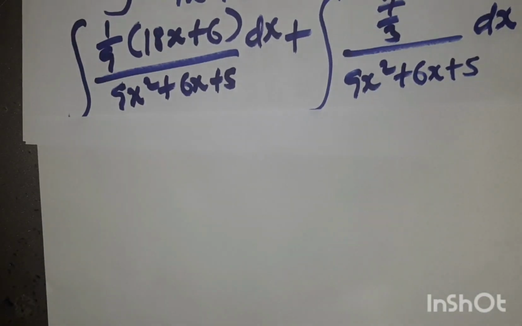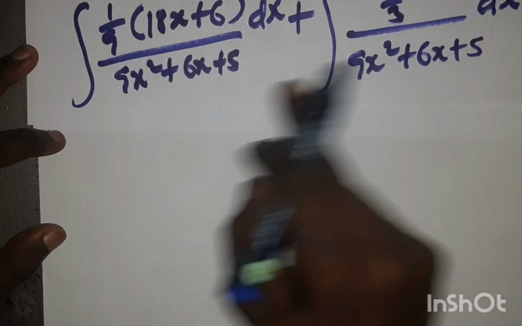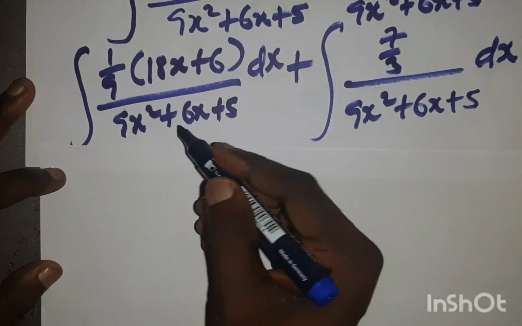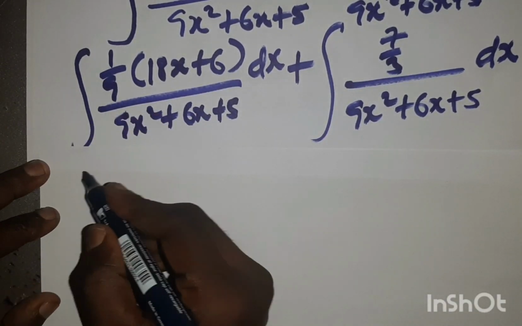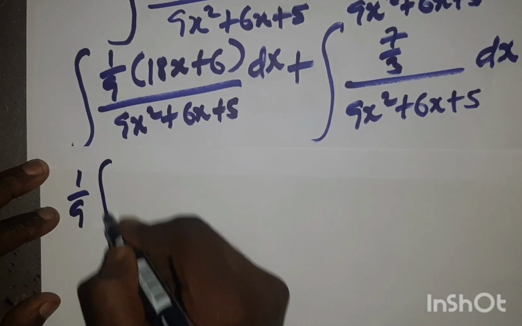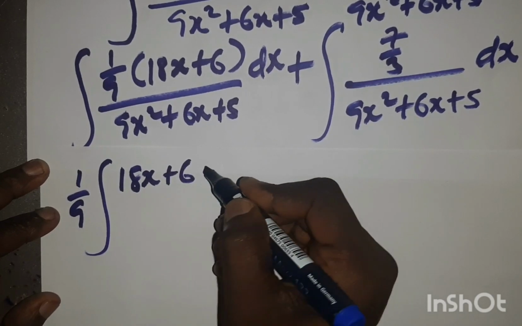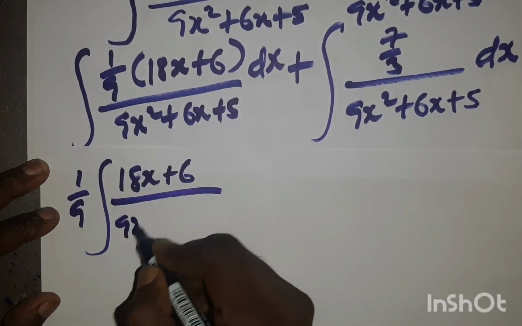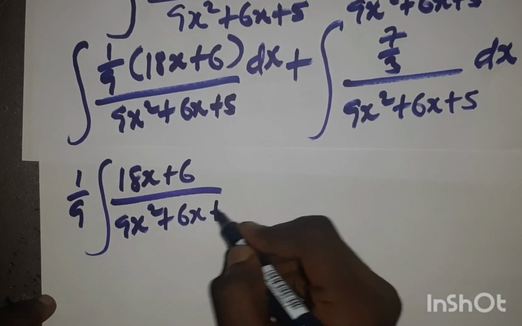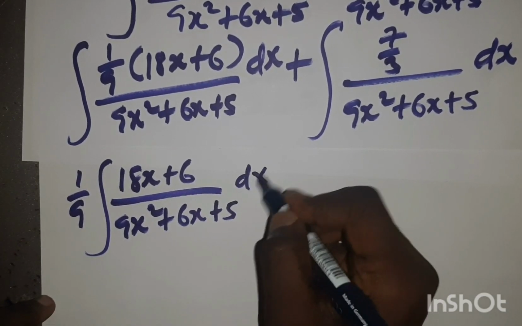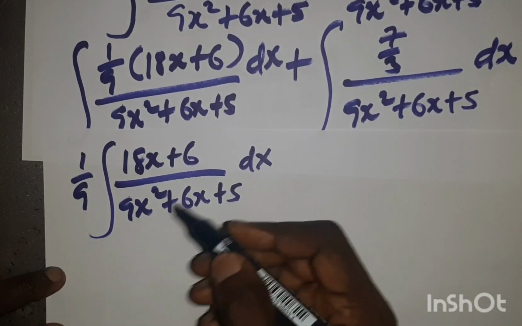So now let's focus on this one. So integrating this, I can pull 1/9 out. So pulling 1/9 out, I have 1/9 and then the integral of (18x + 6) over (9x² + 6x + 5) dx. Then I can now use my u substitution.